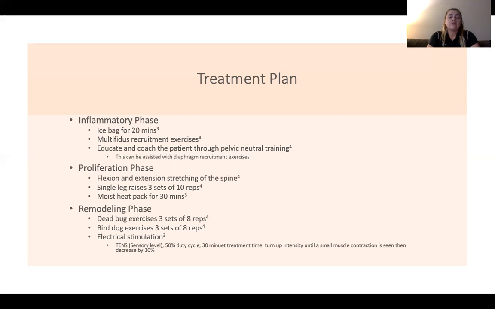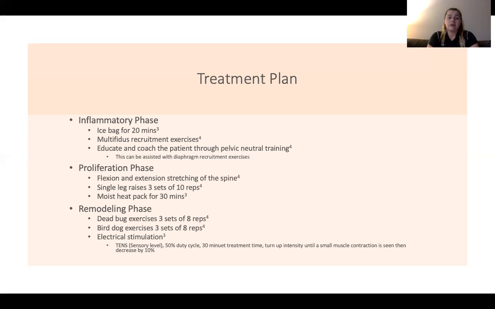Place some moist heat pack over the SI joint, make sure the athlete is comfortable and properly draped. But getting that heat pack on there will help produce heat around the area and can help loosen up and maybe help relax the muscles around the SI joint.